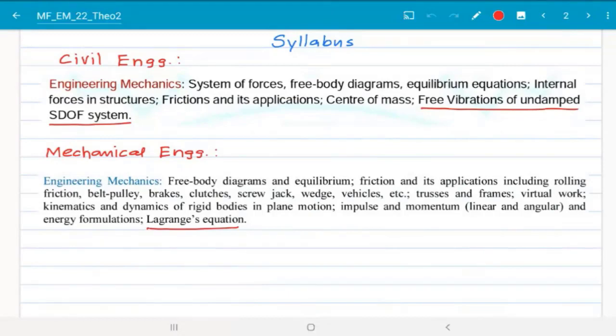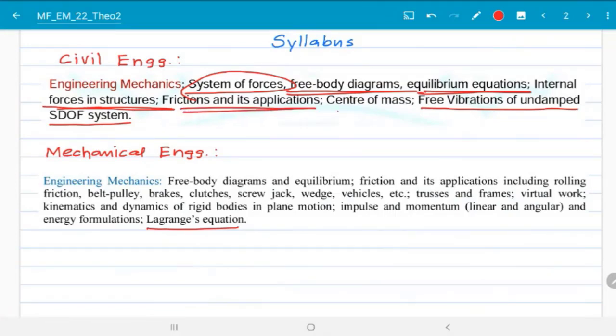mechanics syllabus. System of forces, free body diagrams, equilibrium equations, internal forces in structures. It means trusses will come. Then friction and its applications, center of mass, vibrations, free vibrations. So vibration is a new chapter in the civil engineering syllabus. Actually, vibration is a very big chapter.